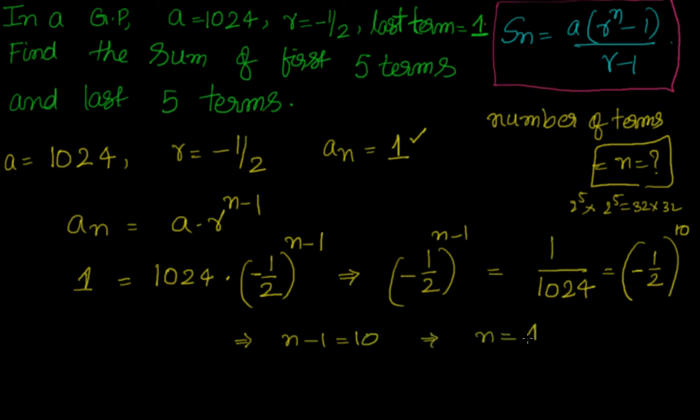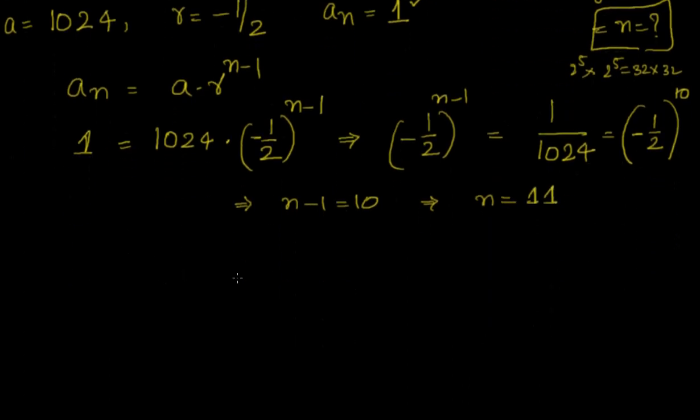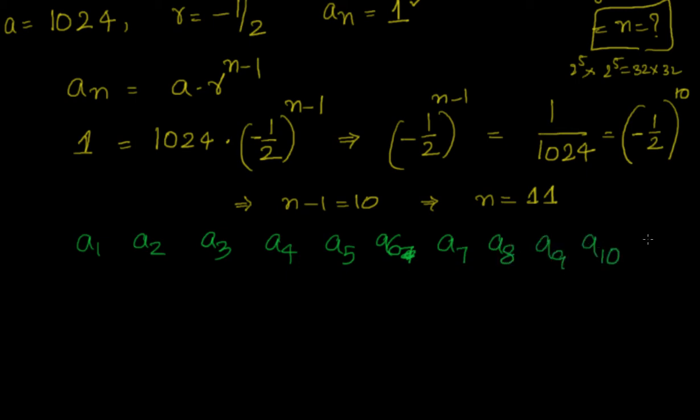Now it is very simple. Now we know that there are 11 terms. There are 11 terms. What we have to find out? Let us put the 11 terms. I will say a1, a2, a3, a4, a5. Why am I doing that? To find out the sum of last 5 terms. Let's look into that: a8, a9, a10 and a11. So we have 11 terms.